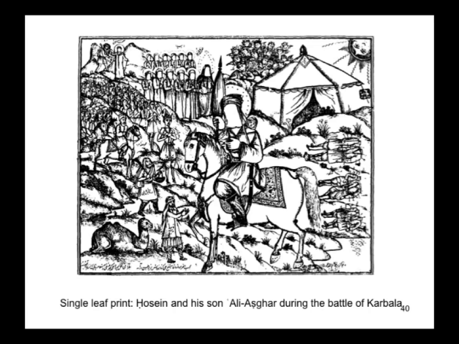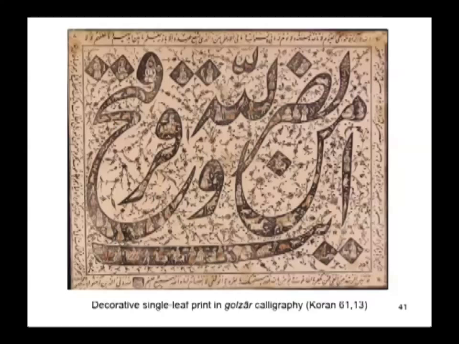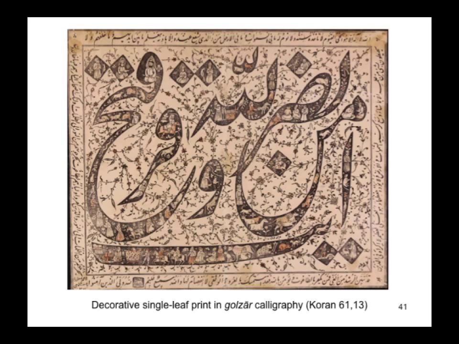Other ephemeral lithographed items from the Qajar period include single leaf imprints of scenes from the Battle of Karbala, which were probably distributed as places of worship, or a highly fascinating item that I just found recently, a decorative piece playing on the Quranic verse, Nasrun min Allah wa Fathun Qarib, executed in a very particular calligraphic style in Persian known as Gulzar, in which the letters are filled with tiny images.